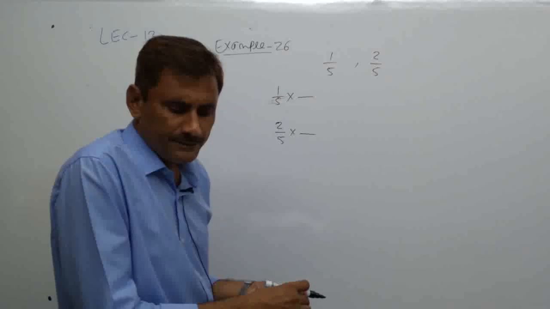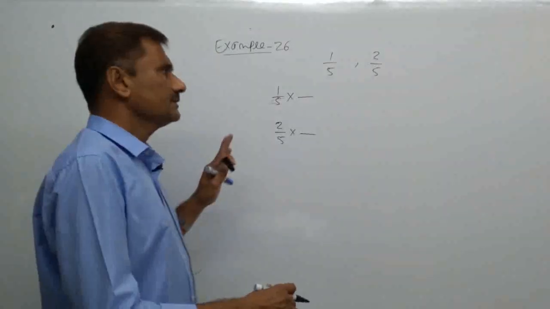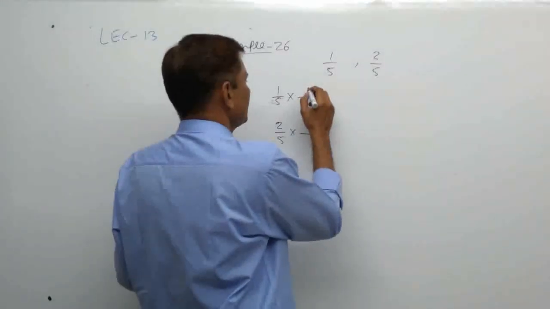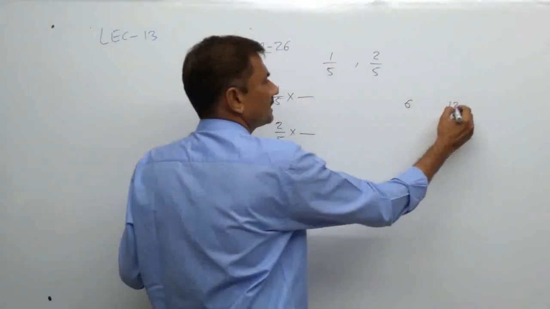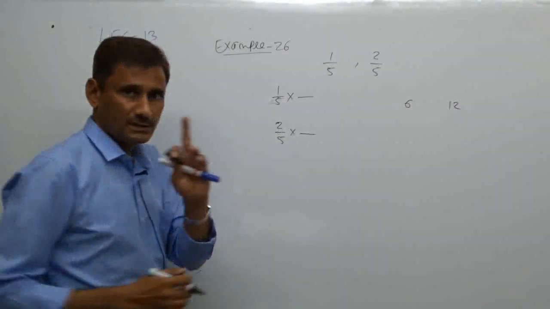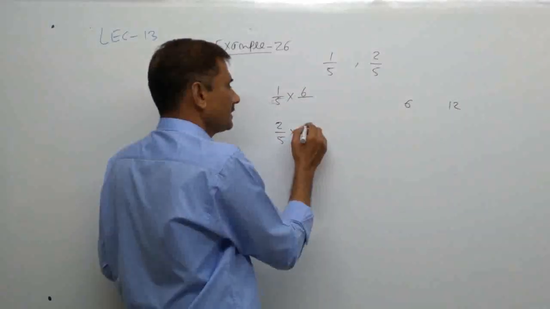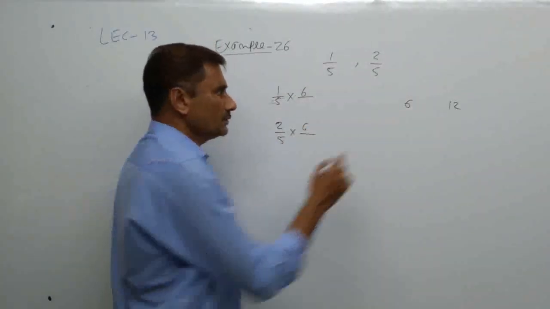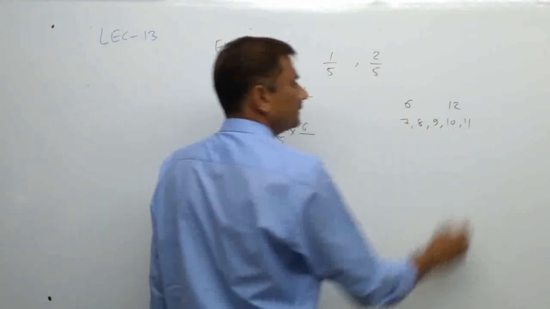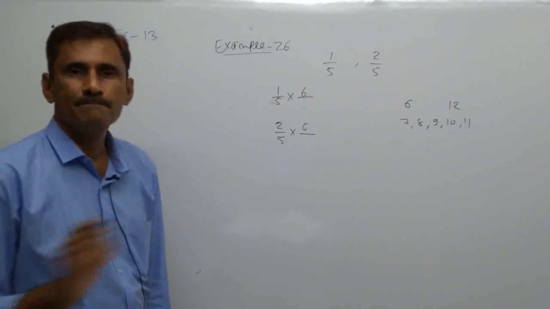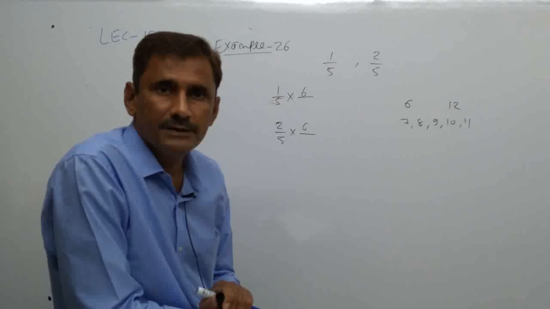Here how many numbers do we require? 5 rational numbers. So just do it in rough. Suppose it is multiplied by 6, then here 1 6s are 6 and here 2 6s are 12. Suppose we multiply by 6. I am talking about the numerator only. 6 and 12. Okay, this is my rough work. So now in between 7, 8, 9, 10, 11. Okay, so we got 5 rational numbers in between them.